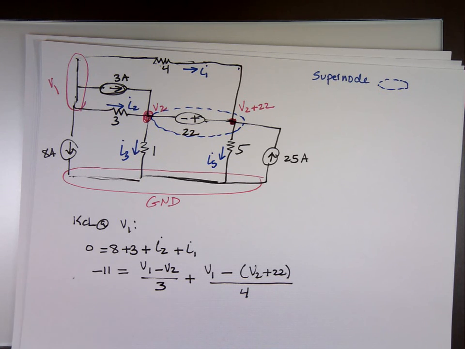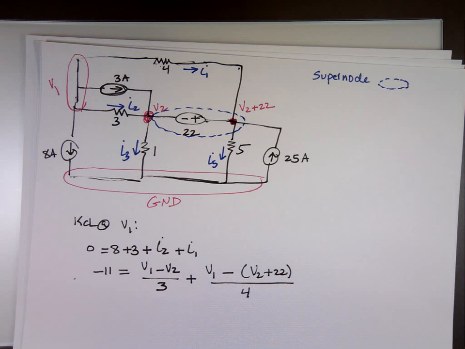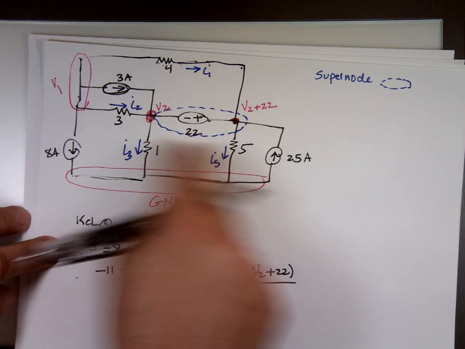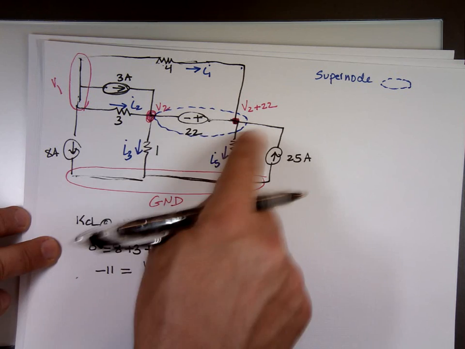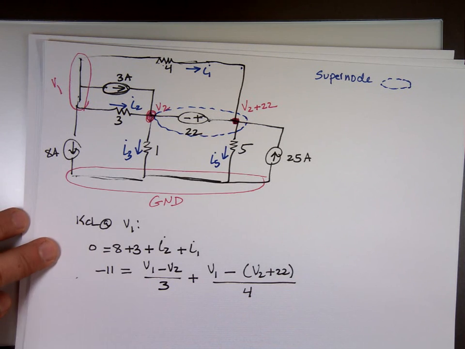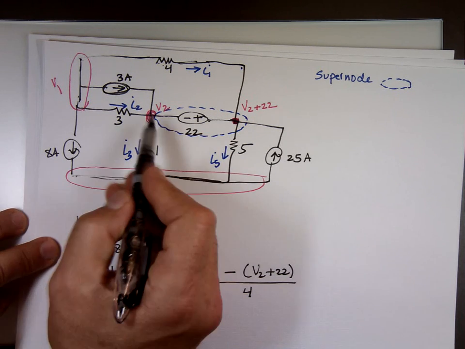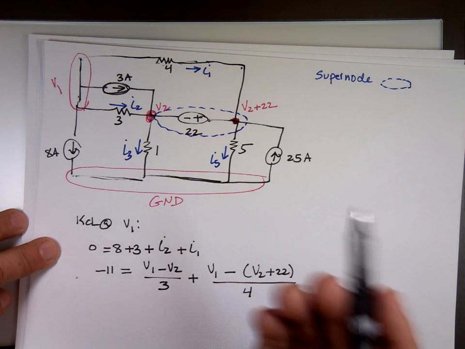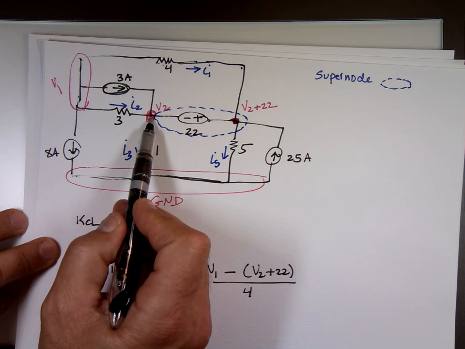So did you combine the V2, the two nodes there into one node? This will be treated as one node. When I do KCL at this node, this will be treated as one node. Except the only difference, the voltage here and the voltage there is not the same. Normally a node has the same voltage. This end, the voltage is V2. This end is V2 plus 22.